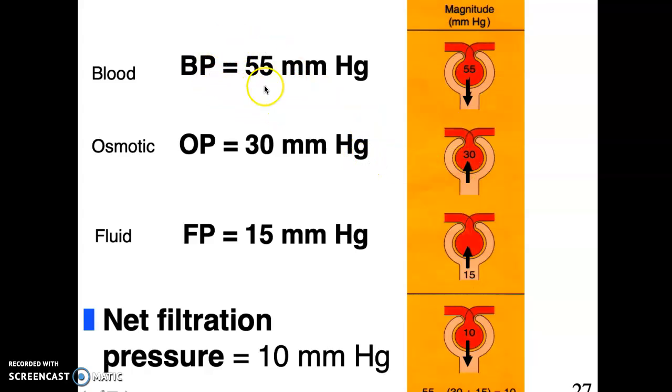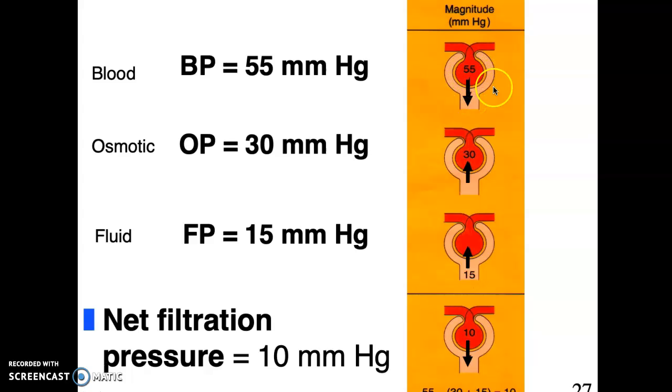These are hypothetical numbers, but they are real. You can have a blood pressure of about 55, and two opposing pressures that added up are about 45. So anywhere between 40 and 45 is the opposing pressure, and you end up with a net filtration pressure which is mostly out. Even though you had a force trying to come in, another force trying to come back in, the net filtration pressure is in this direction, the biggest one, the blood pressure direction.